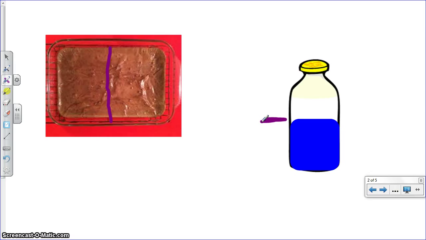If this was my bottle and somebody wanted to know how full it was, and I described it to them as half full, that would be easy for them to visualize. Think about after recess when we get water breaks and I tell you guys to only fill your water bottles half full.